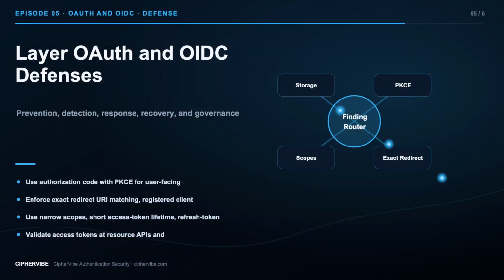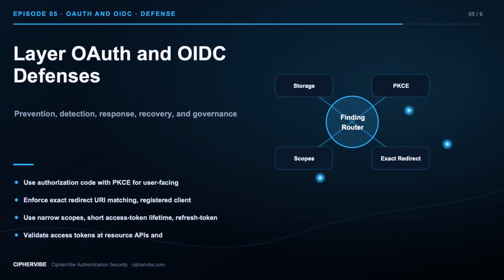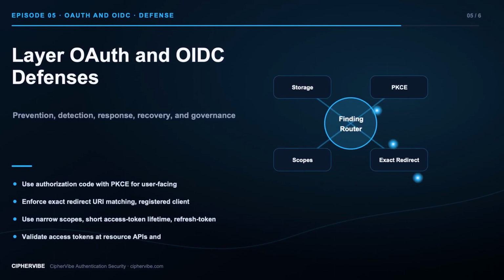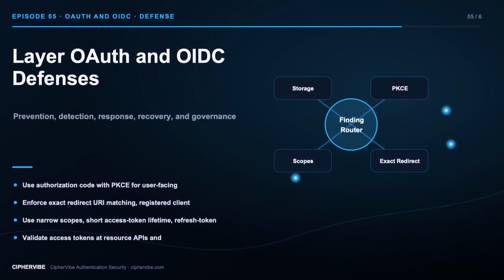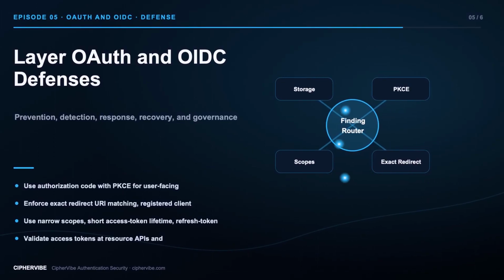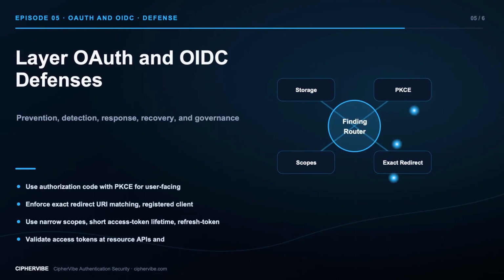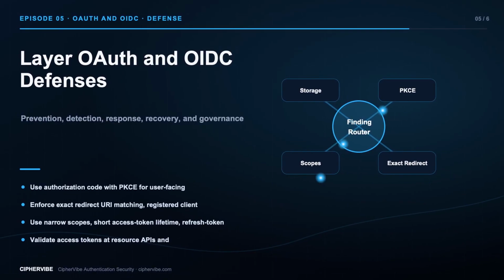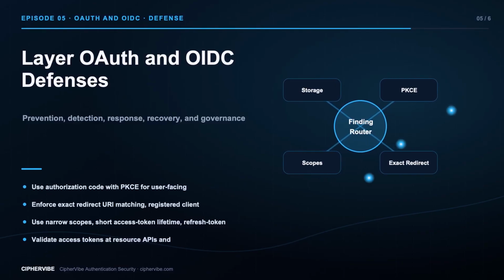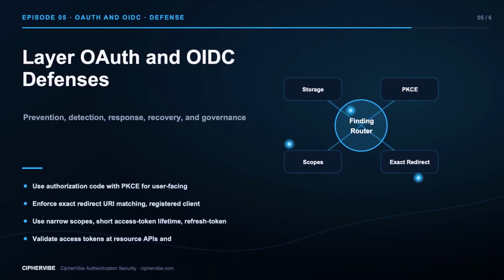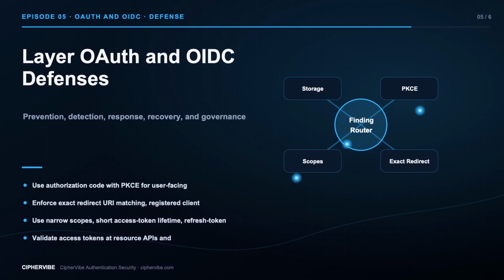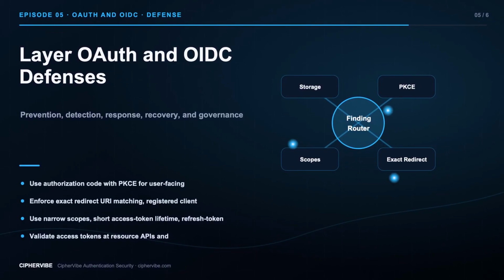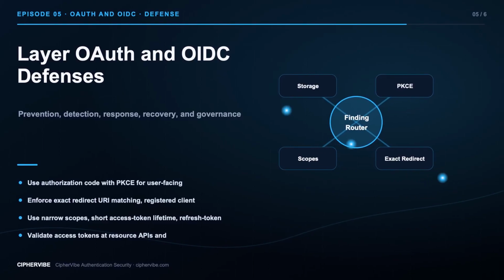Reliable security uses layers because no single control can prevent every failure. First, use authorization code with PKCE for user-facing clients and remove implicit or password-style flows where practical. Second, enforce exact redirect URI matching, registered client metadata, state validation, nonce validation where applicable, and strict issuer checks. Third, use narrow scopes, short access token lifetime, refresh token rotation, consent review, and separate high-risk actions.